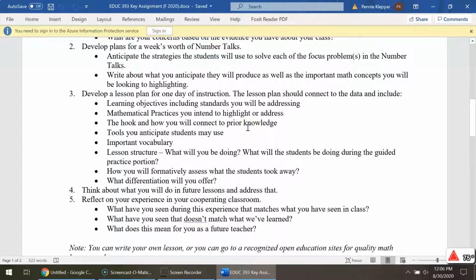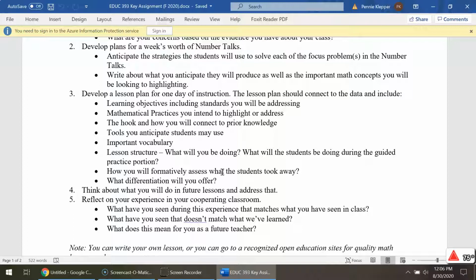So you need to look at the knowledge that they've already learned, some tools that you'll anticipate you use, vocabulary, and then the lesson structure itself. What will you be doing, and what will the students be doing during the guided practice portion? How will you formally assess what the students took away, and then what differentiation will you offer? So that's one lesson plan.